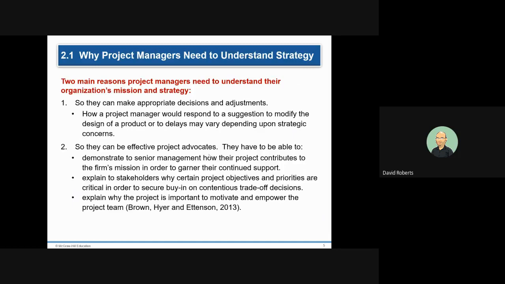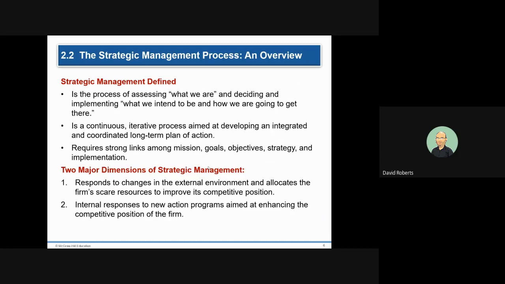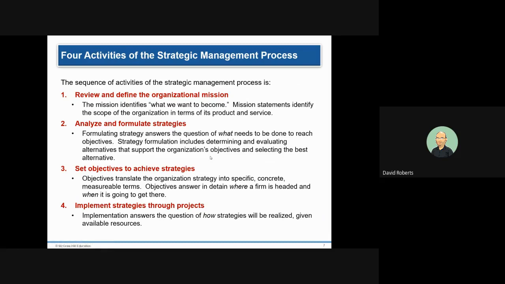I think that you've all taken a strategic management course. So I'll mention this very briefly. As you can see, it's the process of assessing what we are, and do we intend to continue to be the same, or do we want to be slightly different? So I'm not going to go through strategies and visions and missions and all of that. So the strategic management process, again, is reviewing and defining the organizational mission. This is what we want to become.